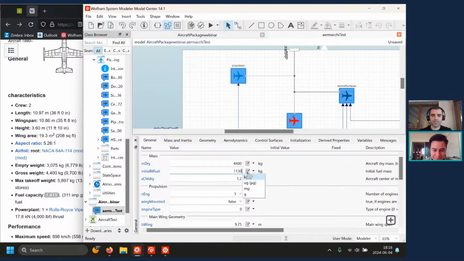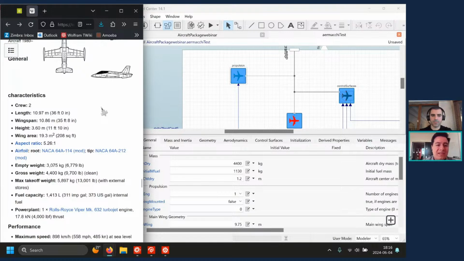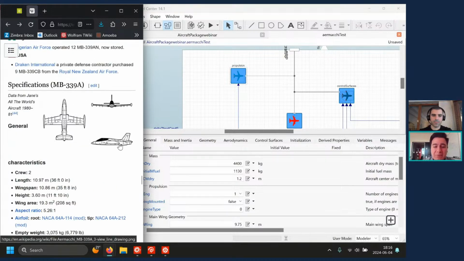1,130 kilograms. Now, this is something interesting. The center of gravity position on the x-axis. If you know a bit about airplanes and their stability and control, you know that this parameter pretty much defines the stability of your airplane. That is why it is here on the general tab. It's going to be difficult to know exactly where it is just using the blueprints because there is no weight and balance sheet for this airplane.